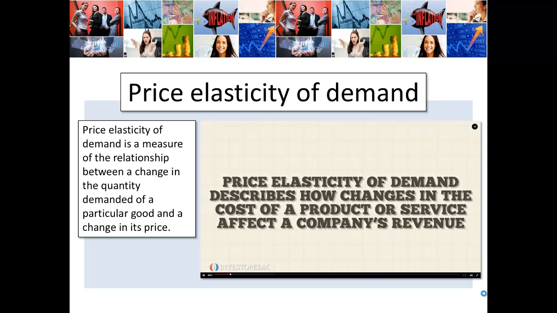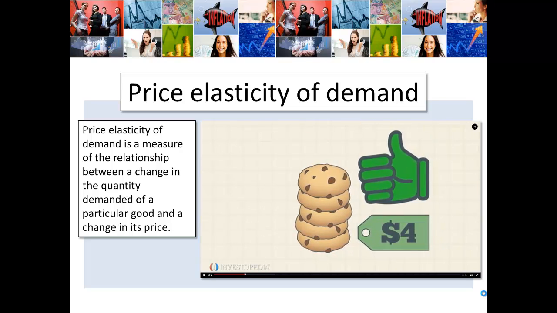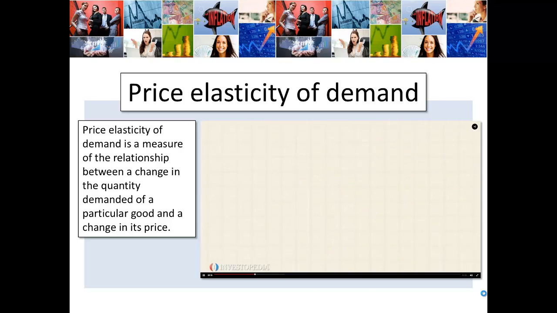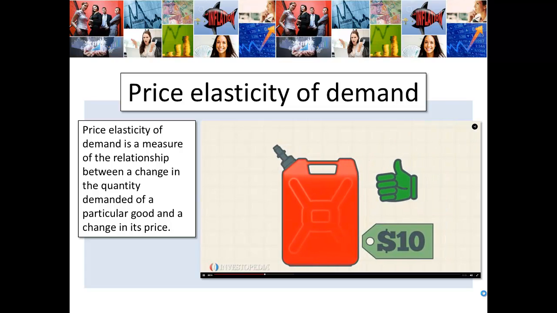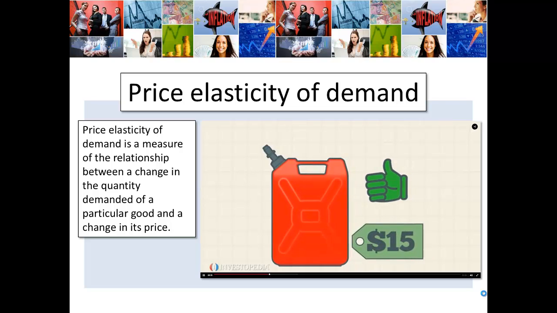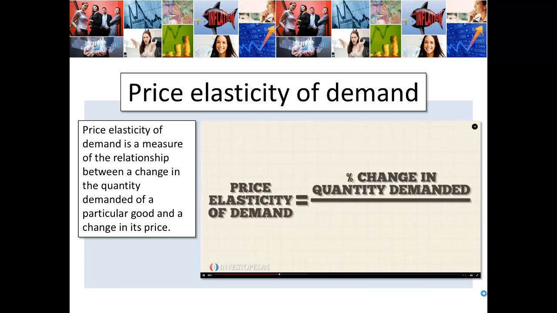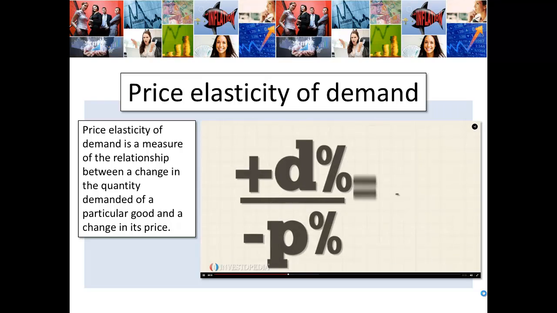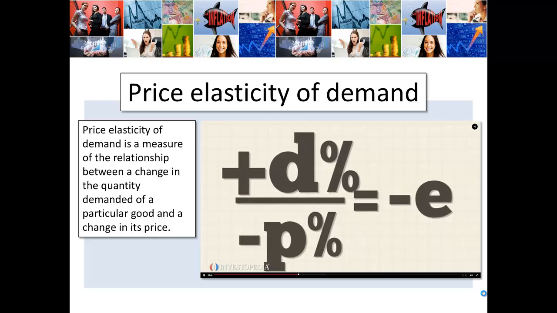Price elasticity of demand describes how changes in the cost of a product or service affect a company's revenue. For some products, a change in price will dramatically influence how many units the customer will buy. In other cases, price movements have little effect on demand. Therefore, understanding the price elasticity of each offering is crucial to maximizing profit. To calculate elasticity, divide the percentage change in quantity demanded by the percentage change in price. Usually the number will be negative, as price decreases generally induce shoppers to buy more of the product.